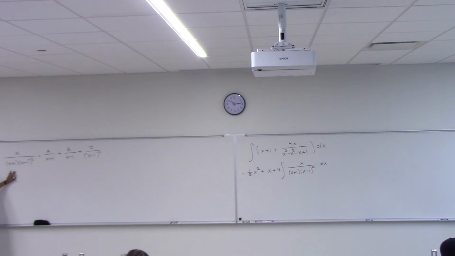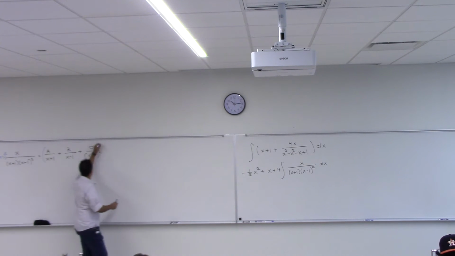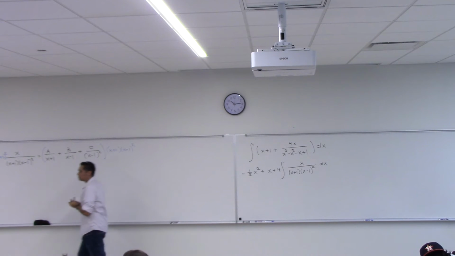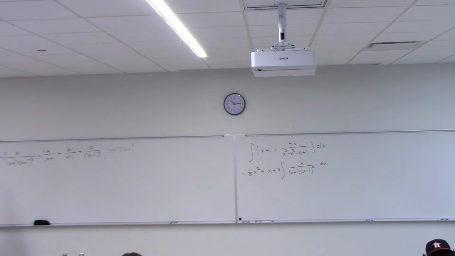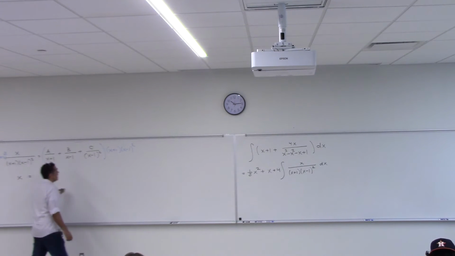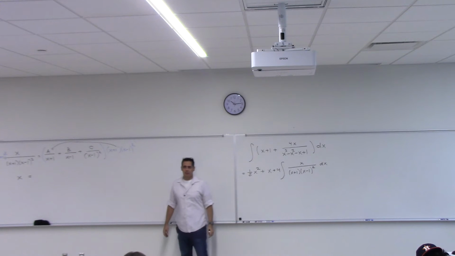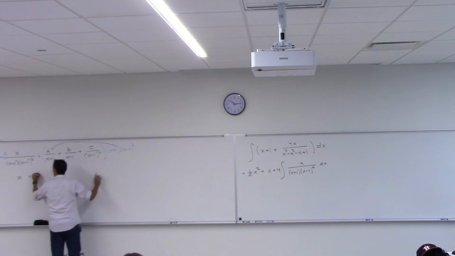All right? Fun time. Now what? What do we do? Clear the fraction, right? So I'm going to multiply both sides by x plus 1 times x minus 1 squared. I do that here. I do that here. On the left side, I get x. On the right side, here to here, the x plus 1s cancel, right? And you're left with the A and still the x minus 1 squared.